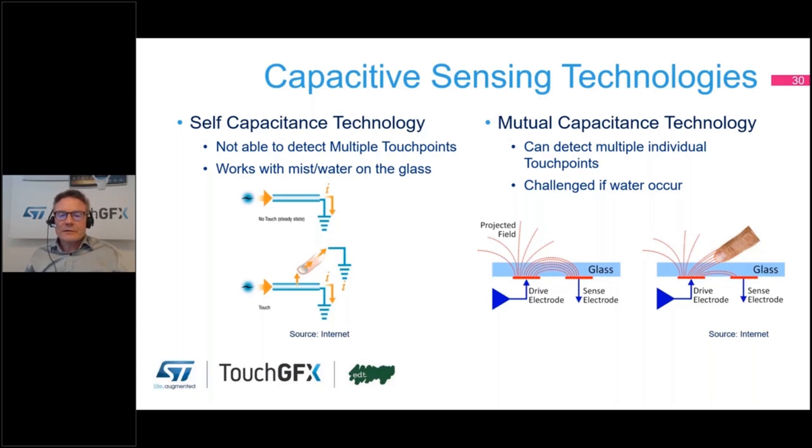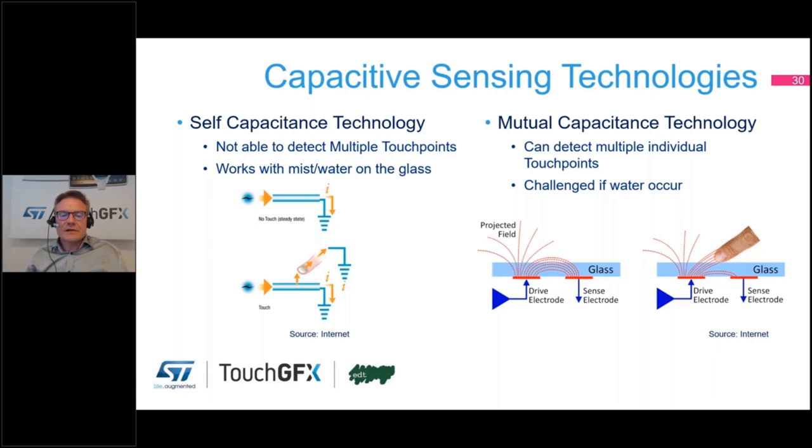On the other side, you have the mutual capacitance technology, and that's basically, you have two sensors. You have a drive electrode, and you have a sensing electrode, sometimes also referred to as X and Y. And between those layers, there is a capacitive field, and when your finger approaches, you will change that capacitive field, and that'll be detected in the system. And hence, since it is a multi-touch system, you will actually be able to touch it with 5, 6, up to 10 fingers, depending on the sensor and the controller.